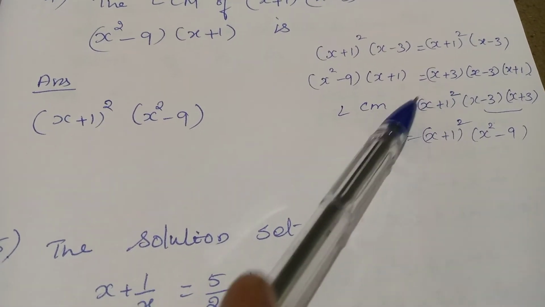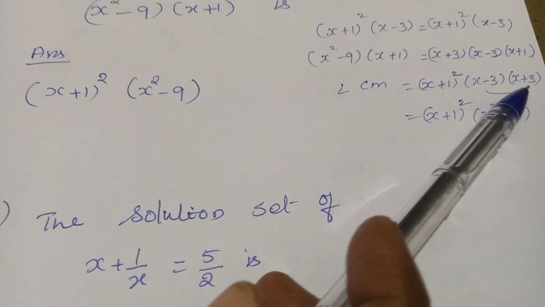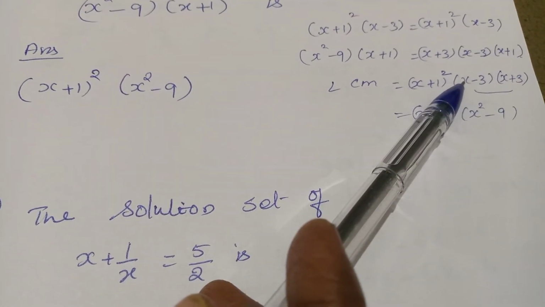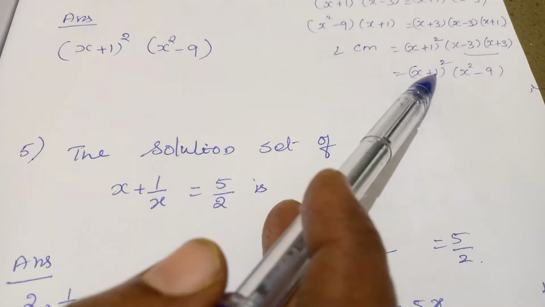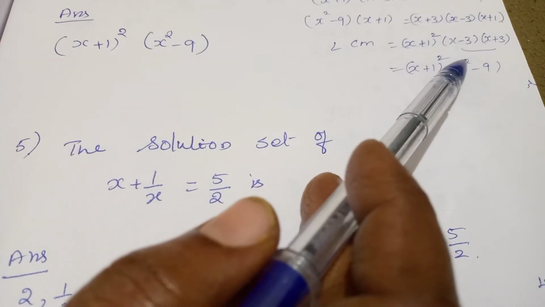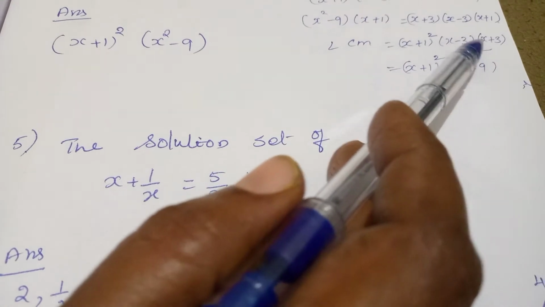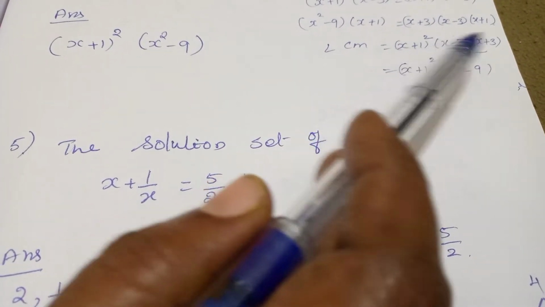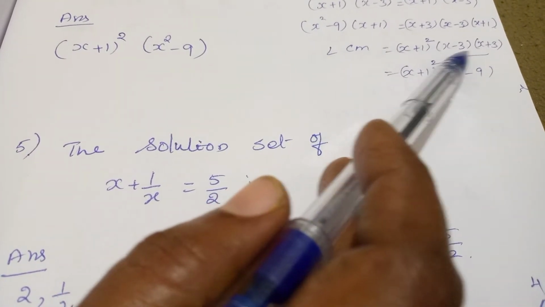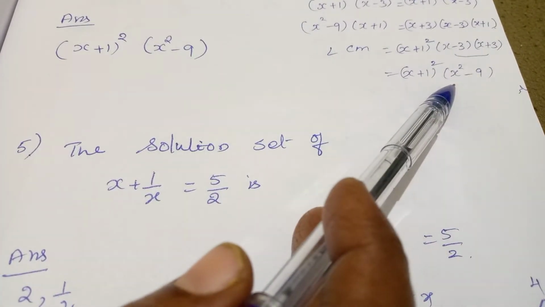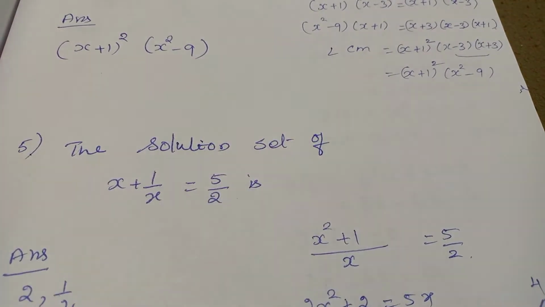It is x plus 1 the whole square. Now it is in the form of a plus b into a minus b. A plus b into a minus b is a square minus b square. So x plus 1 the whole square into x square minus 9. Did you understand the expansion of a plus b into a minus b? It is a square minus b square. So x minus 3 into x plus 3 can be written as x square minus 3 square, that is x square minus 9. Okay, let us go to the next question.